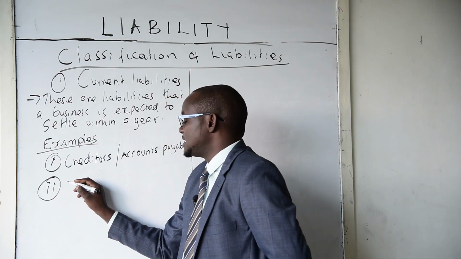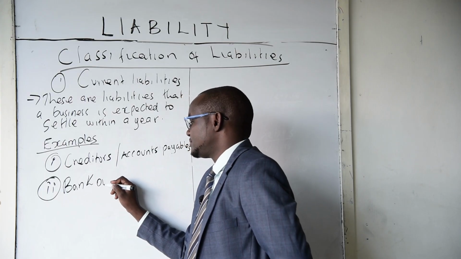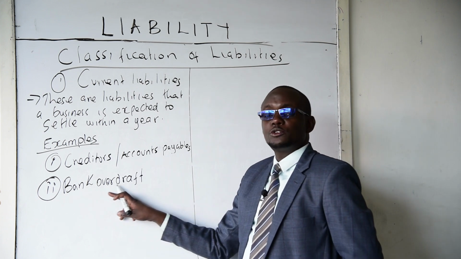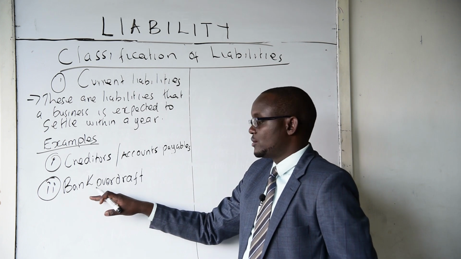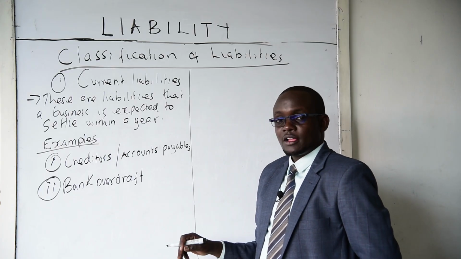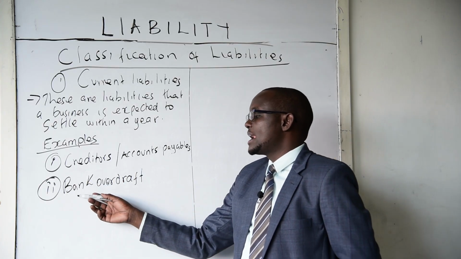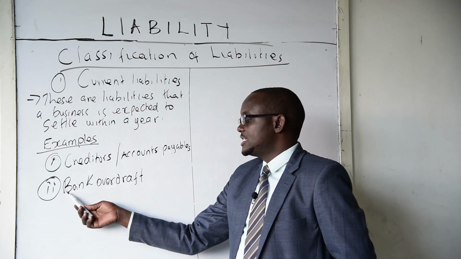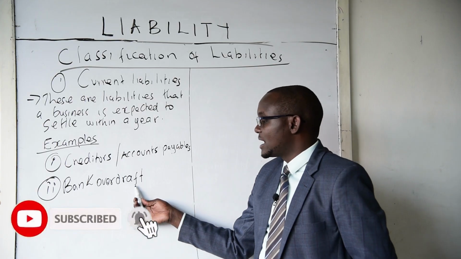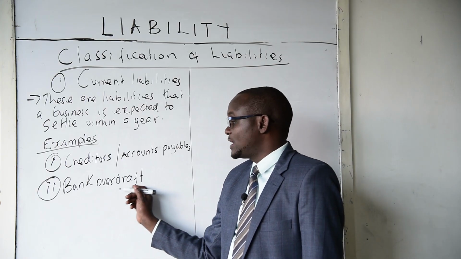The other type of current liability is what we call bank overdraft. This is whereby the bank allows you to spend more than the balance in your account. For instance, you had an account balance of 1 million, but the bank allows you to use 1.1. That means the extra 100,000 is actually a bank overdraft, where you have spent more than the money you have in your bank account. You are expected to settle that bank overdraft within a period of less than a year.